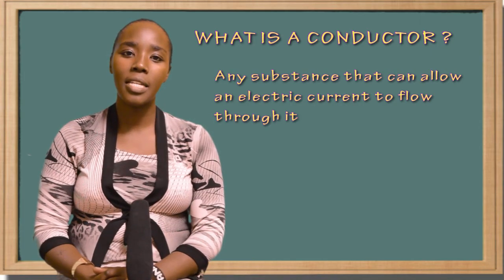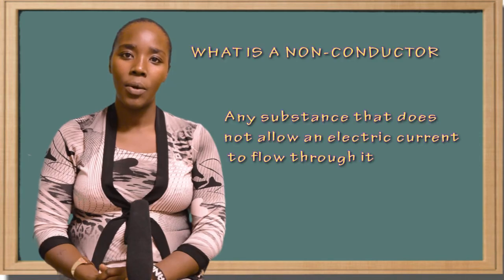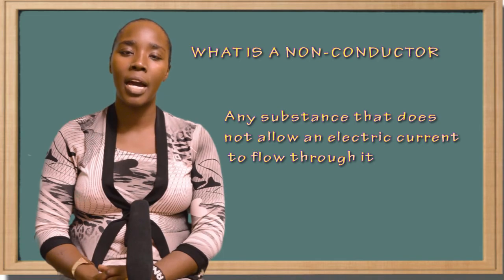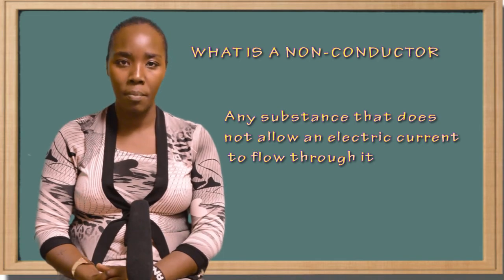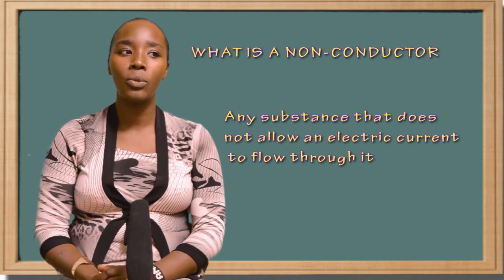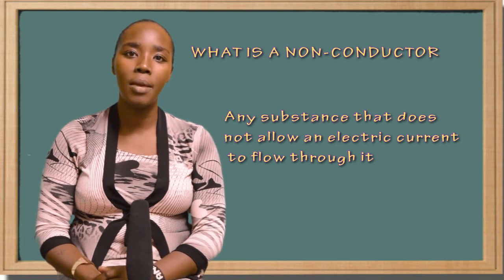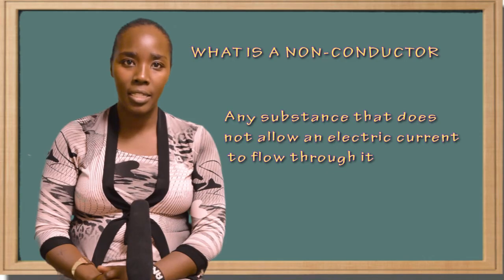The non-conductors then, what are they? Non-conductors are those substances that cannot allow an electric current to flow through them. Therefore, they include things like the table, the solids, pieces of wood, pieces of stones. All those cannot allow any electric current to flow through them, and therefore we give them the name non-conductors.